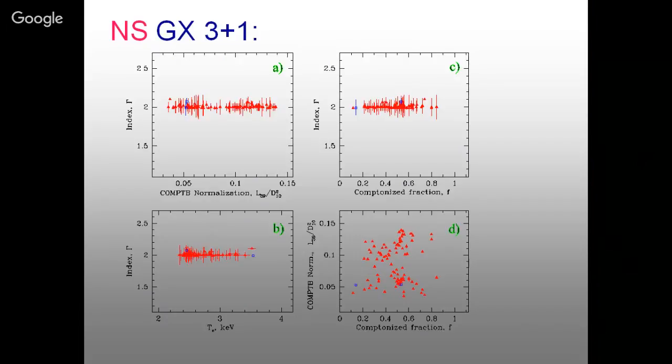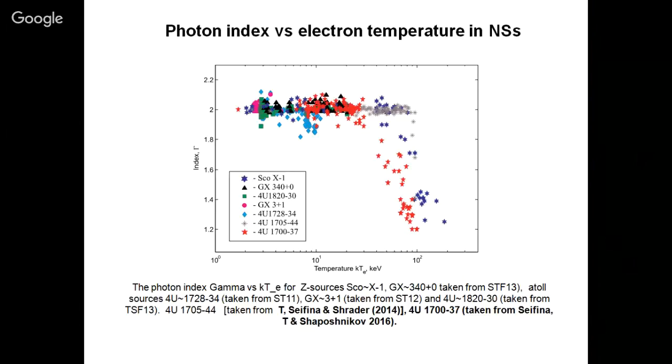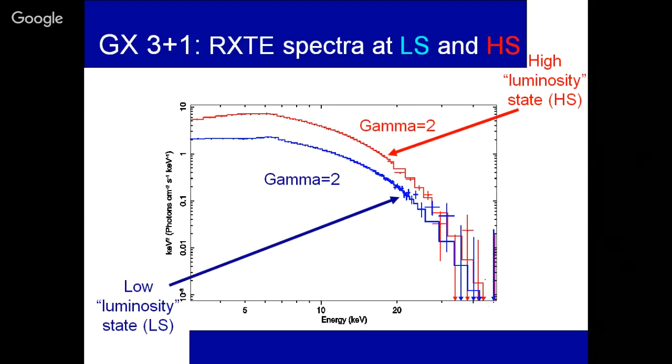You see results. Of course, Russian people are always interested in why. Always put the question. But if you have a model with many, many parameters, you can obtain this result. Therefore, you don't have any question, no problem for you. So this is GX 3+1. The distribution for many sources, you see a plateau and then drops. If you go into detail, in some cases, when temperature increases, you see a drop of index. You should explain this. This is the typical distribution of spectra for the low hard state, blue, and the high soft state, red, and you see no difference in index.